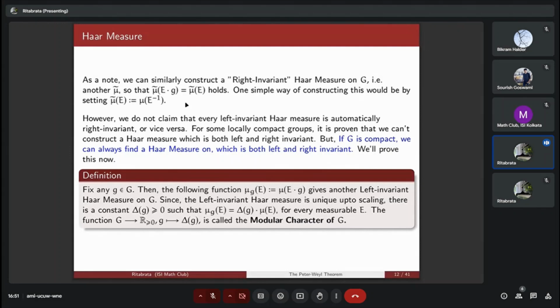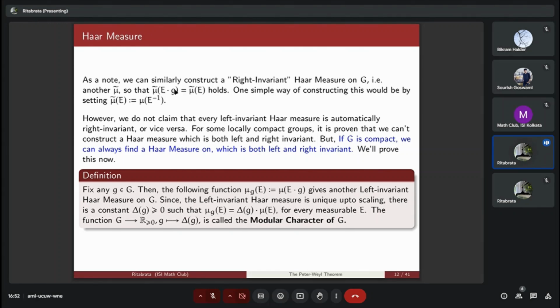Similarly, we can construct a right invariant measure on G, on the locally compact group G or sigma compact, whatever hypothesis we had, by setting mu tilde of E to be mu of E inverse. E inverse makes sense because the space is a group. E inverse means we take each element of E and take their inverses. We define mu tilde of E to be mu of E inverse. Inversion is order reversing. So basically, the left invariance under the inversion will translate into right invariance.